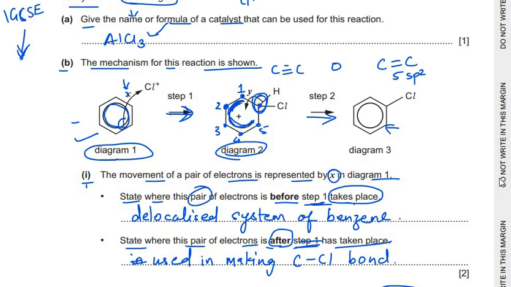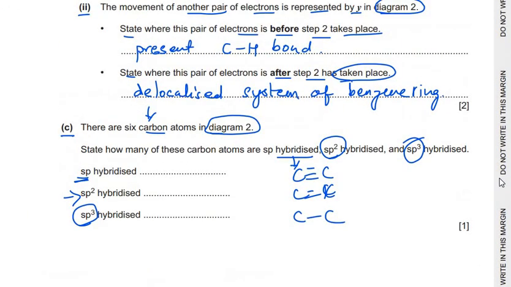Now this is the only carbon which has the single bonds, and so that is called sp3 hybridization, that is 1. So let's note it down here: sp hybridized carbons are 0. There are 5 carbons with sp2 hybridization, and there is 1 carbon with sp3 hybridization in diagram 2.